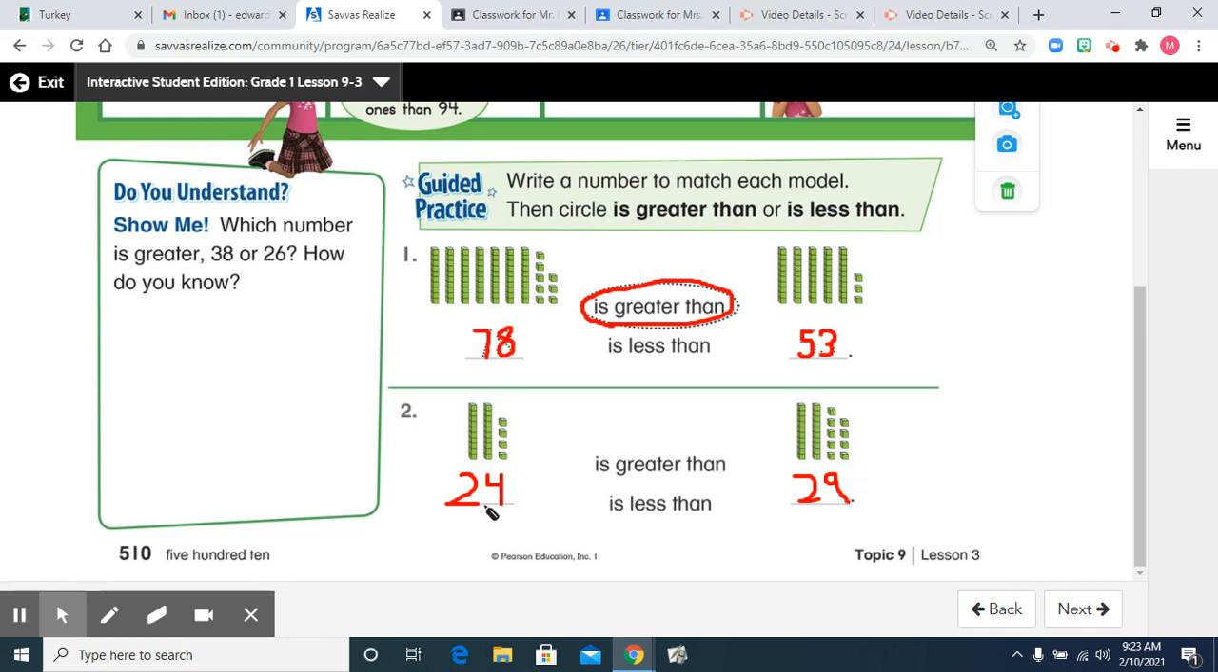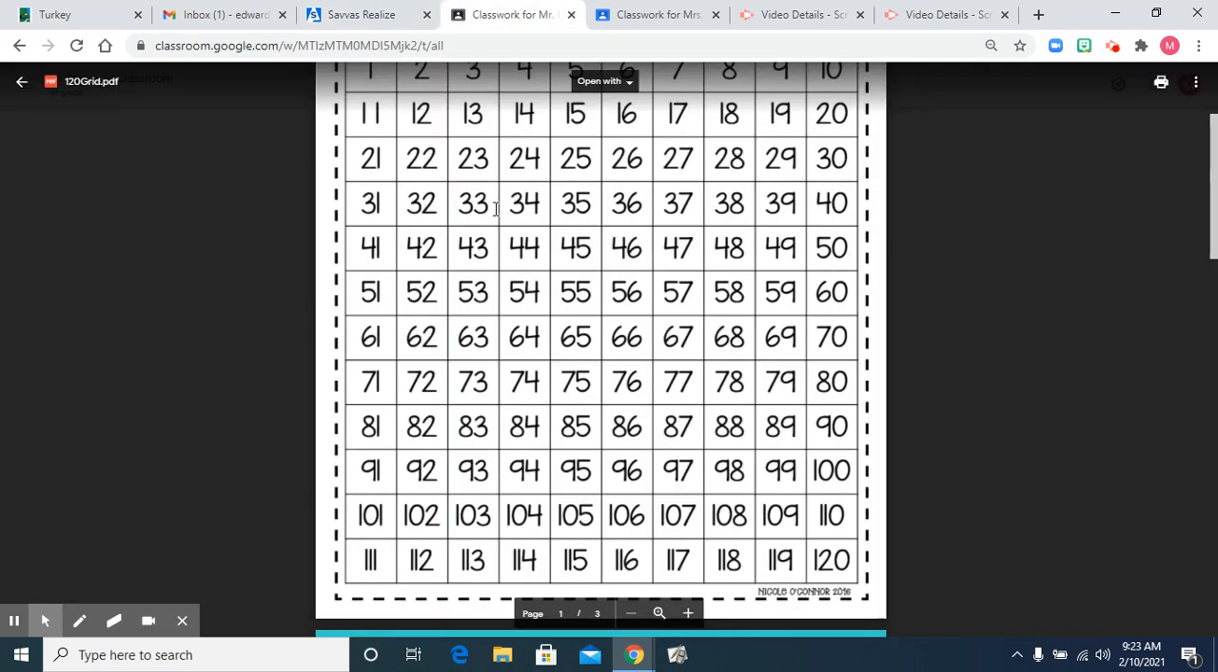Okay, so 24, is it bigger than or greater than 29? Or is 24 less or smaller than 29? Well, we know that 24 is less than 29. If we look at our number grid, here's 24 and here's 29. The farther to the right the numbers go, the bigger they get. So we know that 29 is bigger than 24. Okay, so 24 is less than 29.